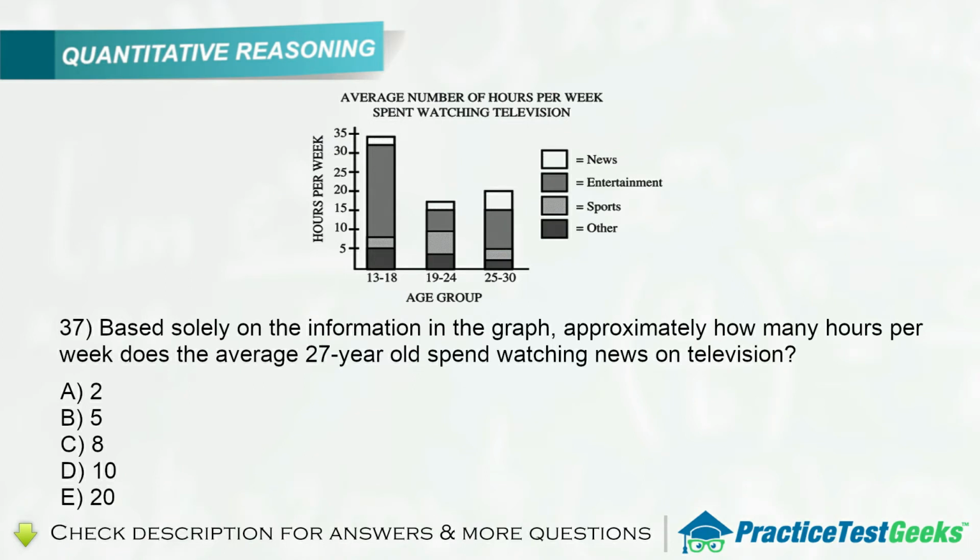Question 37. Based solely on the information in the graph, approximately how many hours per week does the average 27-year-old spend watching news on television? A. 2. B. 5. C. 8. D. 10. E. 20.